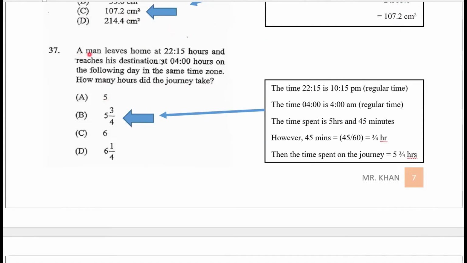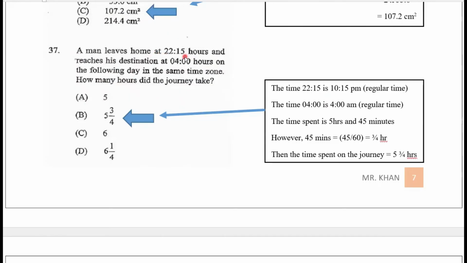37. A man leaves home at 22:15 hours, reaches destination at 04 hours on the following day at the same time zone. How many hours did the journey take? Now, I want to say here, army time, military time, what you may want to call it, right? That is what it's doing here. 22:15. How do we count it?